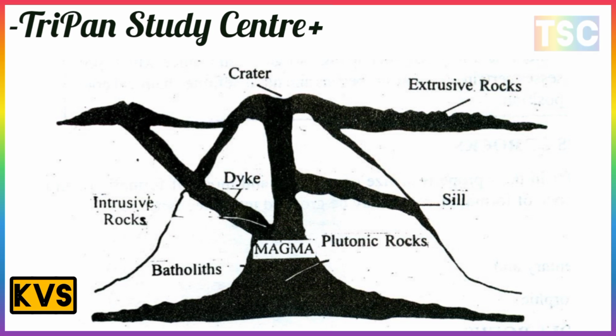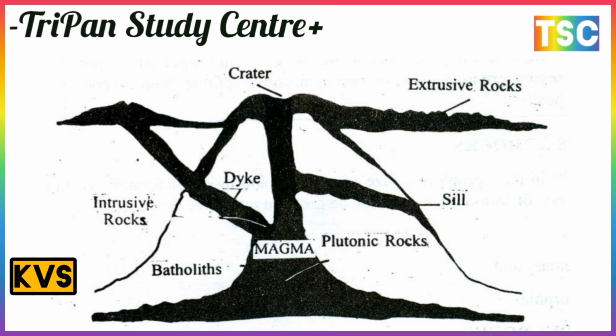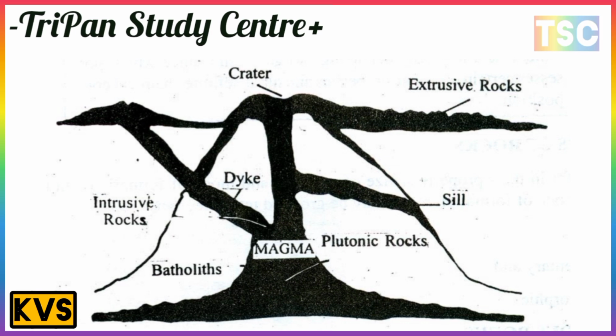Here is an important diagram of igneous rock. It shows the craters, extrusive rock, intrusive rock, dikes, magma, plutonic rock, sills, and batholith rock.